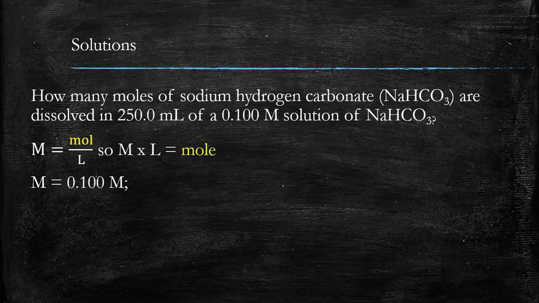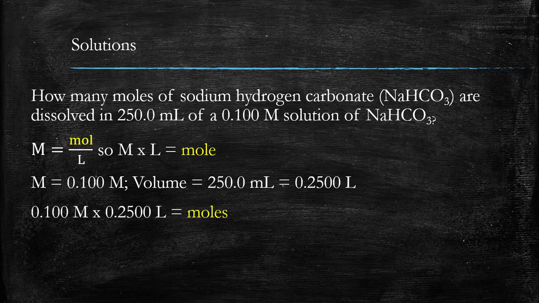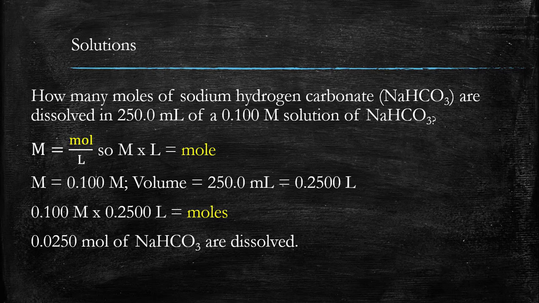The molarity is 0.100 molar. The volume is 250 milliliters. Convert that to liters by dividing it by 1,000. Plug it into the equation, and you get 0.0250 moles of sodium hydrogen carbonate are dissolved.